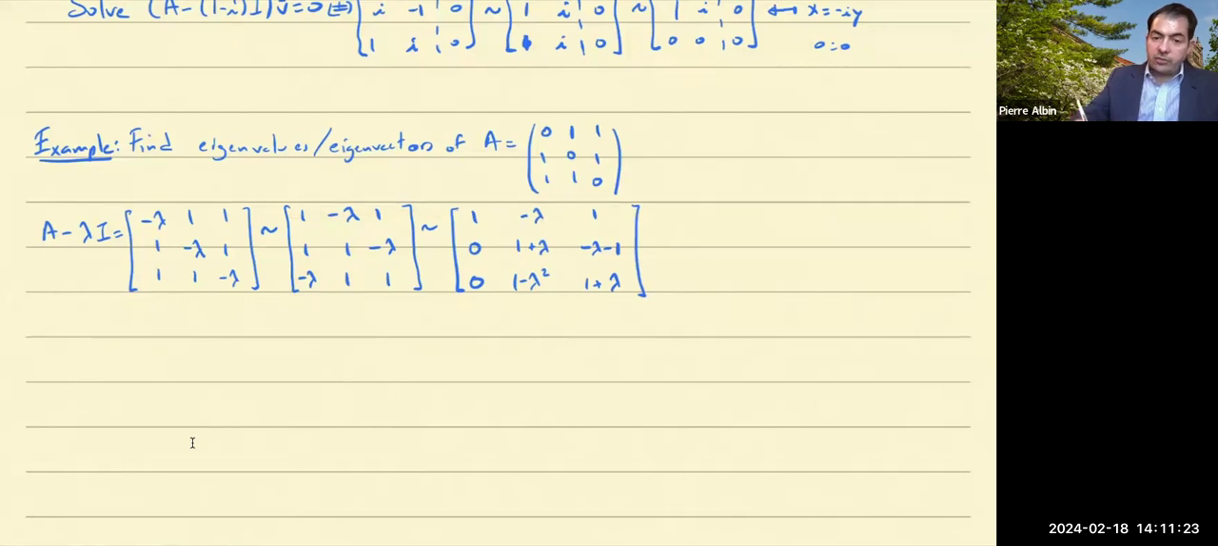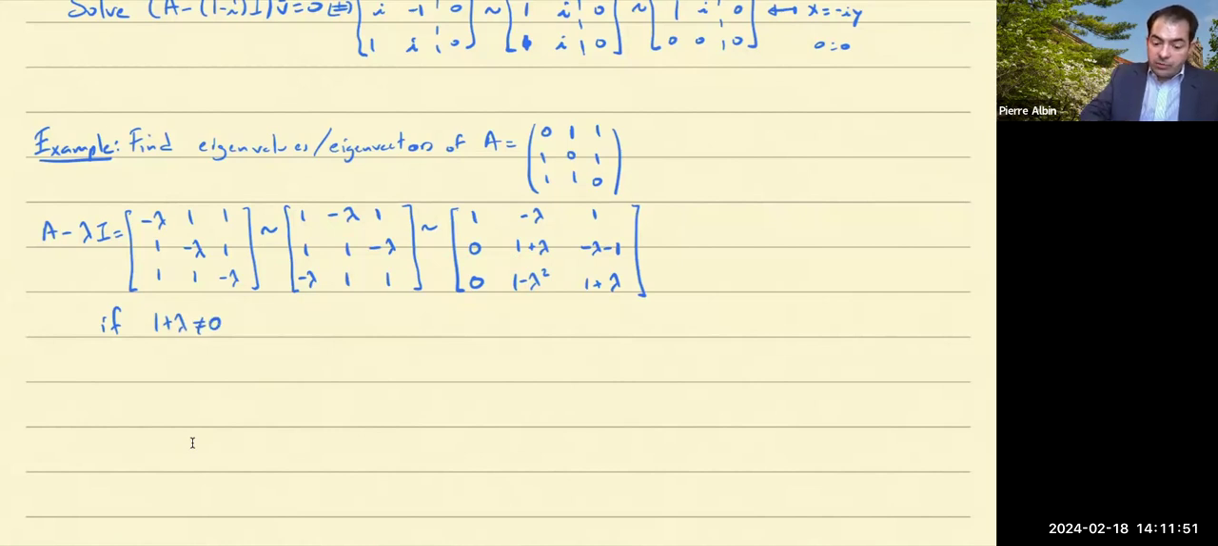Okay, so next I want to make this a 1, right? And unfortunately, I have to divide by 1 plus lambda. There's no way I can avoid dividing by something that has a lambda. Even if I switch the order of these rows, I'd have to divide by 1 minus lambda squared instead. So that's okay. We just consider 2 cases. So first, let's consider the case if 1 plus lambda is not equal to 0.